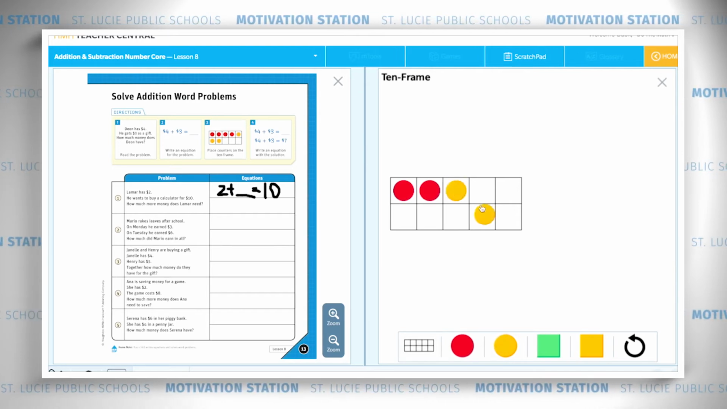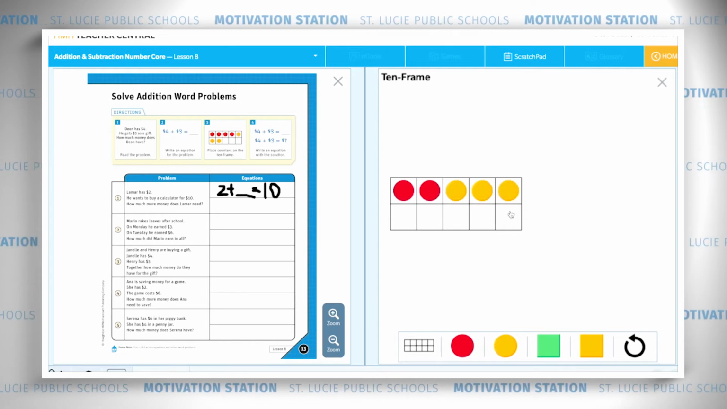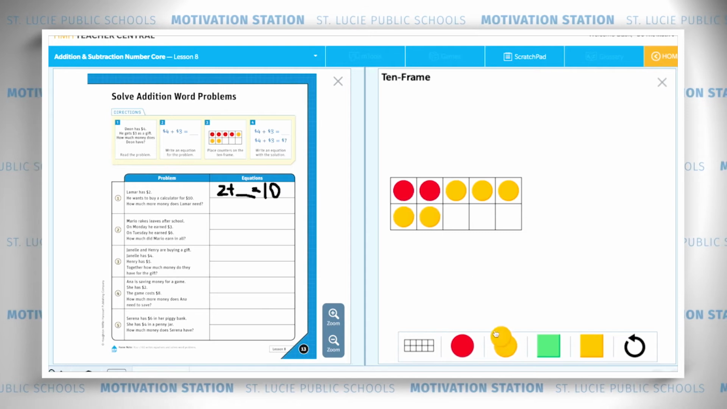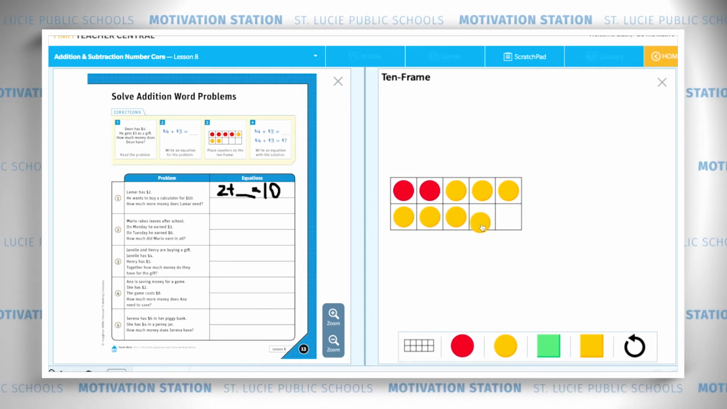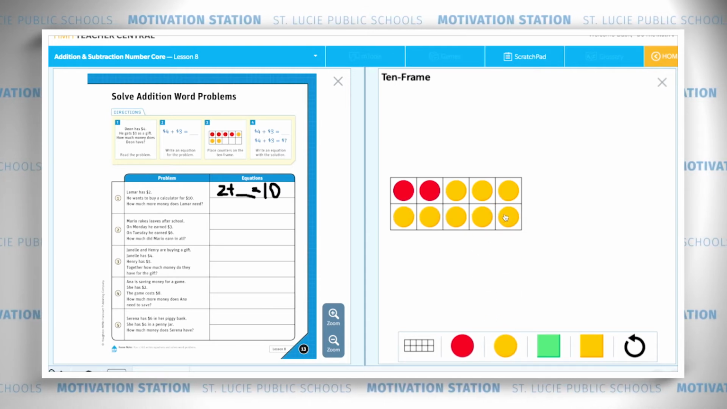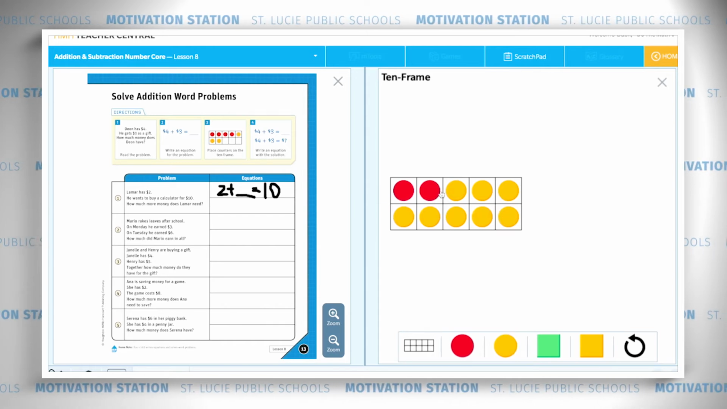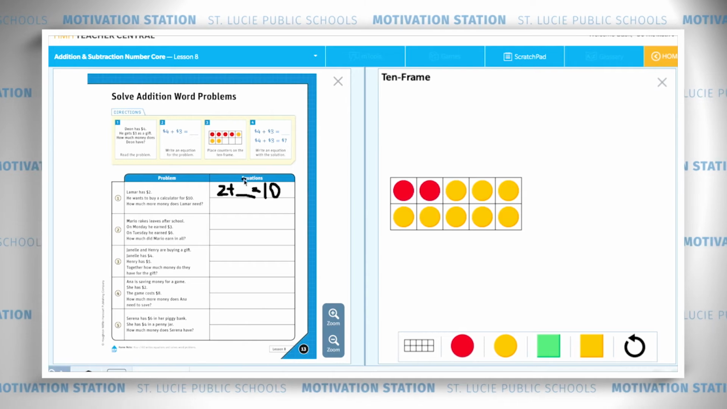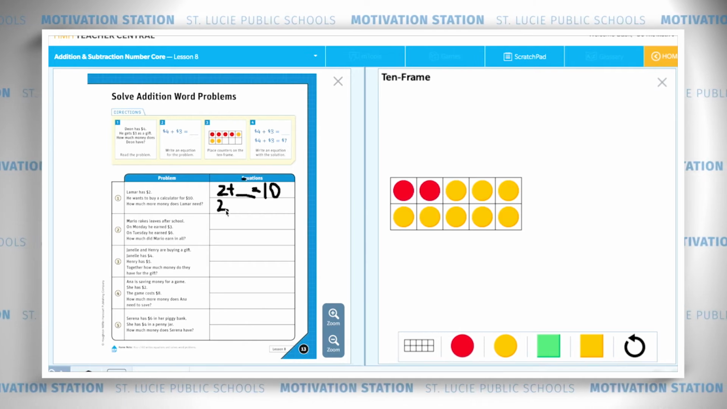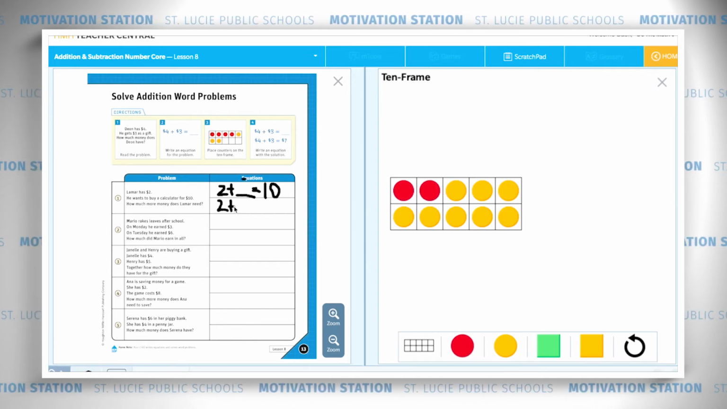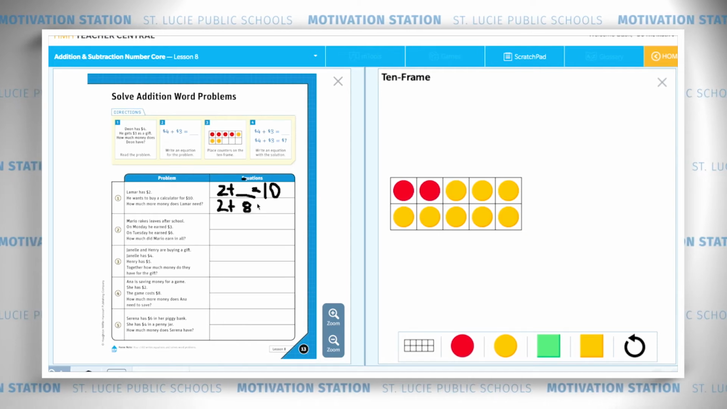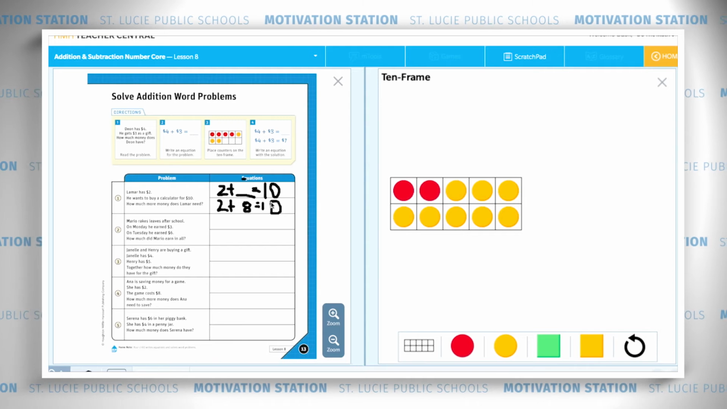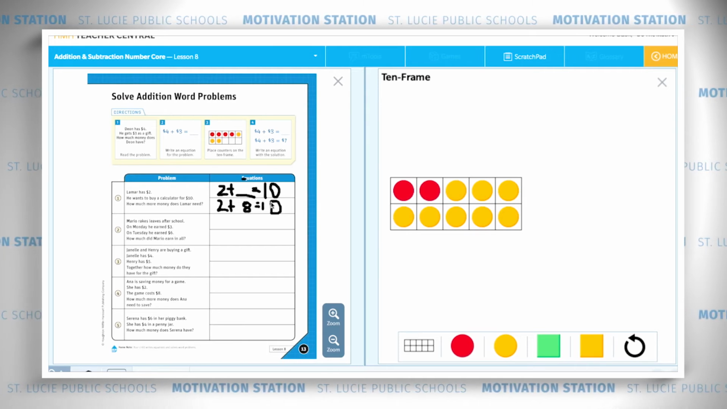So I'm going to use yellow counters to fill in my tens frame. 1, 2, 3, 4, 5, 6, 7, 8. I needed 8 more to get to 10. So now I'm going to click my writing tool again, and I'm going to write my new equation: 2 plus 8 equals 10.